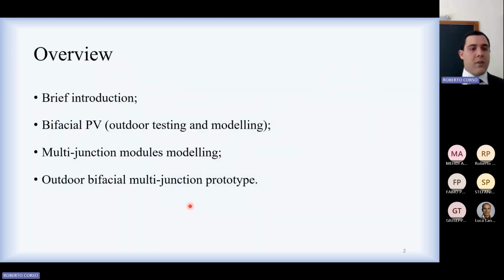So here's a brief overview of today's presentation. I'll begin with a brief introduction of silicon photovoltaics and of the key figure of merit that will guide us through the presentation. Then I'll move to the definition of bifacial photovoltaics, its advantages and its characteristics, along with a study on the field and a MATLAB model that I employed to run some simulations.